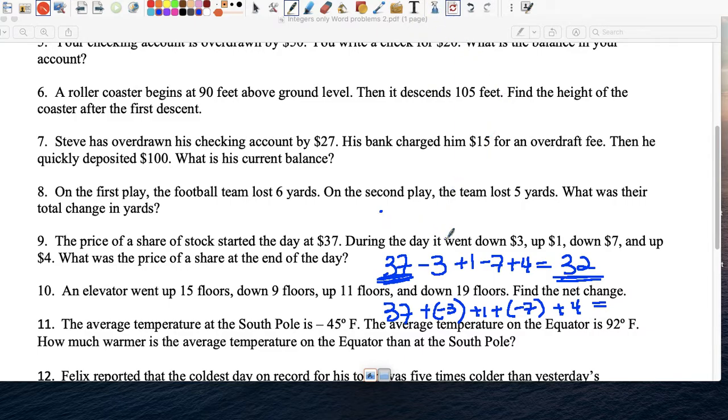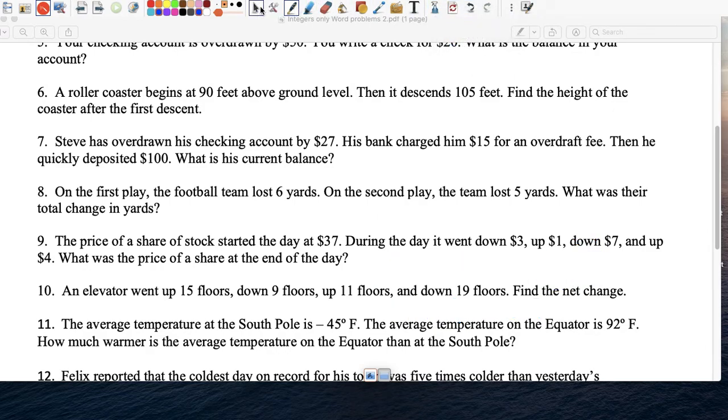Think about this as an elevator problem. You're on the 37th floor. You take the elevator down 3 floors. You go up 1 floor. You go down 7 floors. You go up 4 floors. Where are you now? Okay, so that's another way of looking at it. And guess what? The next question is an elevator problem.